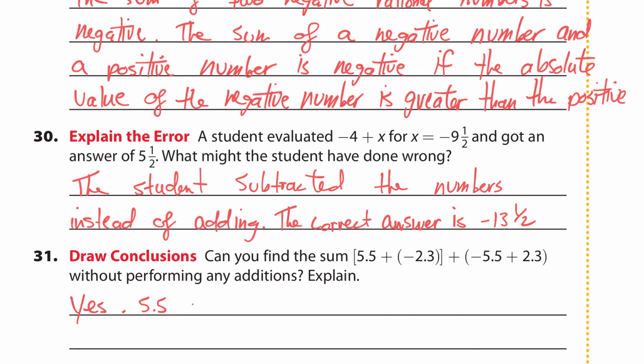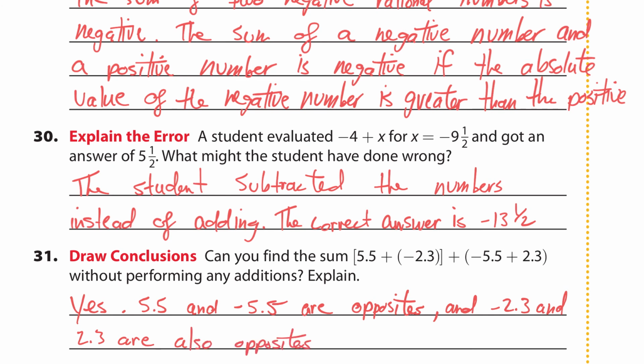5.5 and negative 5.5 are opposites. And negative 2.3 and 2.3 are also opposites. The answer is 0. All right, so that's what you got to know. That's the whole deal.